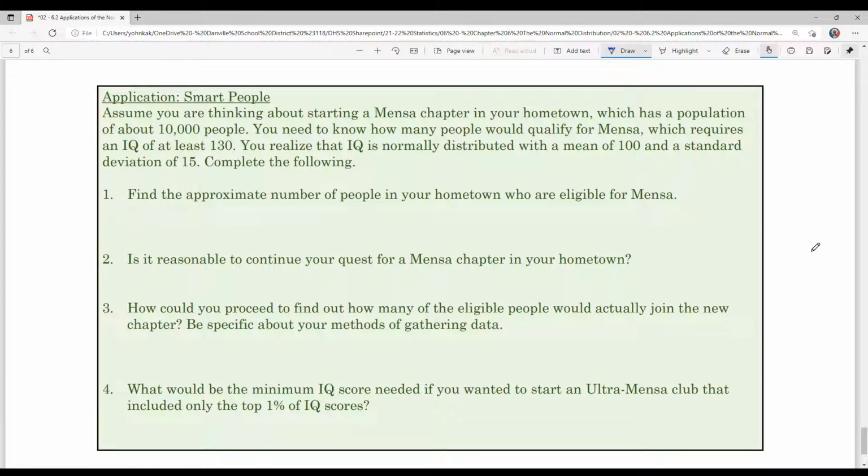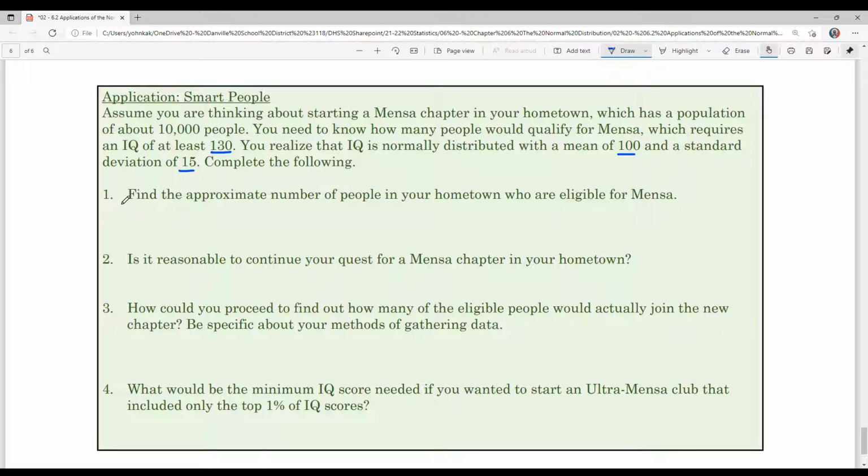Assume you are thinking about starting a Mensa chapter in your hometown, which has a population of about 10,000 people. You need to know how many people would qualify for Mensa, which requires an IQ of at least 130. You realize that IQ is normally distributed with a mean of 100 and a standard deviation of 15. Complete the following. 1. Find the approximate number of people in your hometown who are eligible for Mensa.